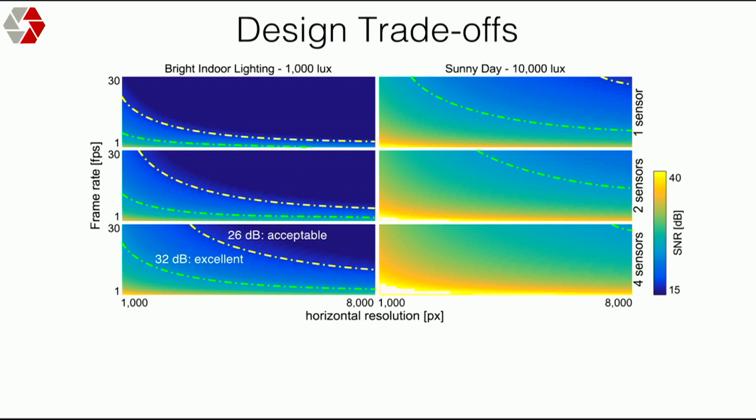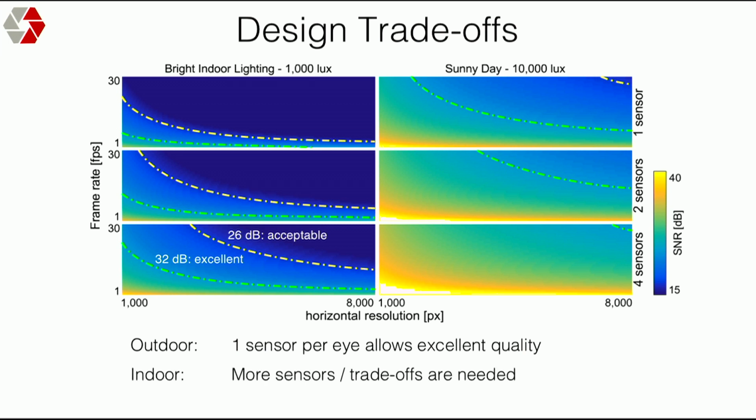We had a couple of parameters that we could play with. We could play with the frame rate, we could play with the horizontal resolution, and the number of sensors per eye. And we saw that actually when we operate outside on sunny days, one sensor per eye allows us to achieve excellent quality for many different configurations. And this excellent quality is based on SNR, essentially how much light we're getting, based on work by Oli Kosard. But when we move indoors and have less light at our disposal, we start seeing that we need to either add more sensors per eye, add more cameras, or start having some trade-offs in terms of horizontal resolution and the frame rate that we can achieve. And you can look in the paper to see a more detailed description of these trade-offs.